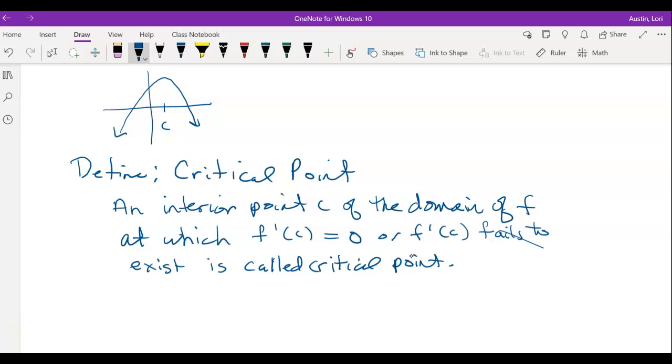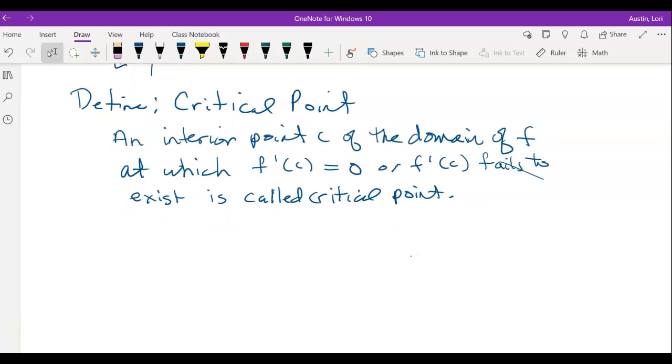So when we talk about critical points, we're talking about our max and mins and any place where the derivative doesn't exist. And there's lots of different ways where the derivative doesn't exist. So we'll go through some pictures.